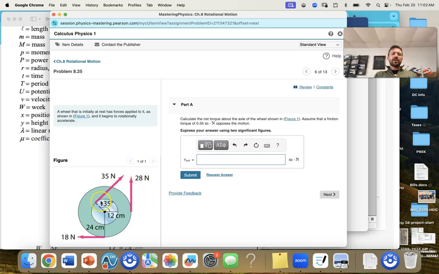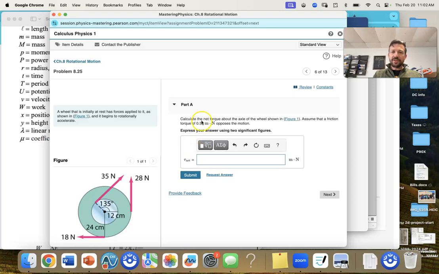You can see that two of them, the 35 Newton and the 18 Newton, look to be moving in the clockwise direction, while the 28 Newton looks to be moving in the counterclockwise direction. So let's count clockwise as positive. Get the torque from the 35 Newton. Remember, torque is force times radius, so make sure your radius is in meters. Then add all torques that go clockwise and subtract all torques that go counterclockwise.